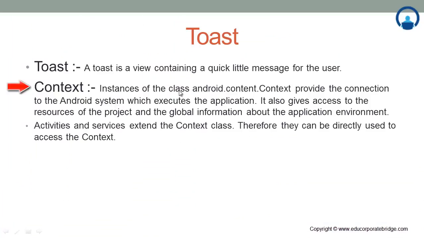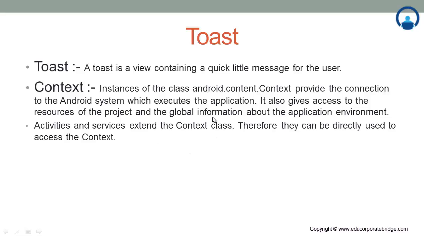Now what is context? Context is basically a class in Android, android.content.Context, which provides the connection to the Android system which executes the application. And basically we use context because it gives us access to all the resources of the project and the global information about the application. Basically, if there is any global information, then you can use that context to share that information among various activities, and activities in turn implement this context class.